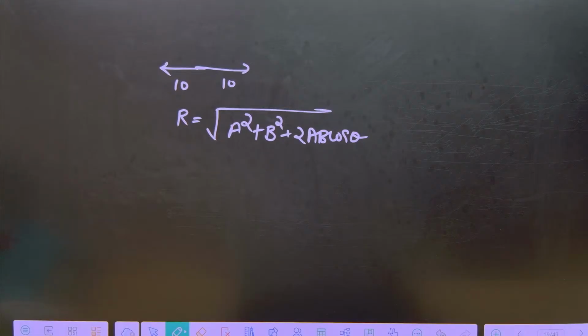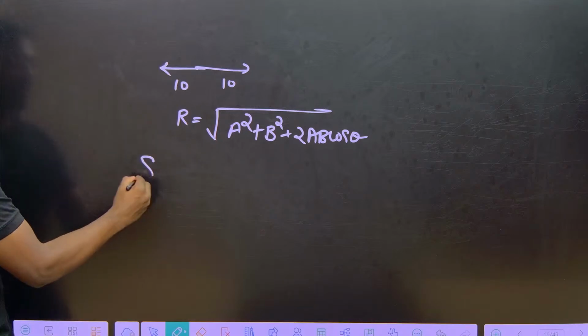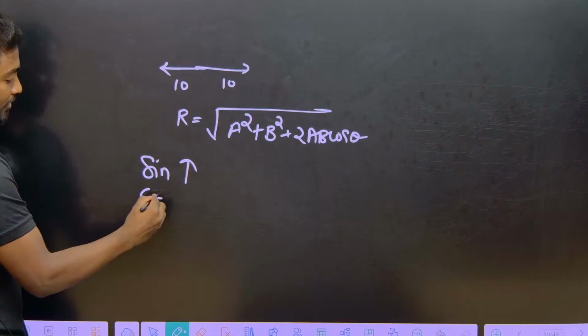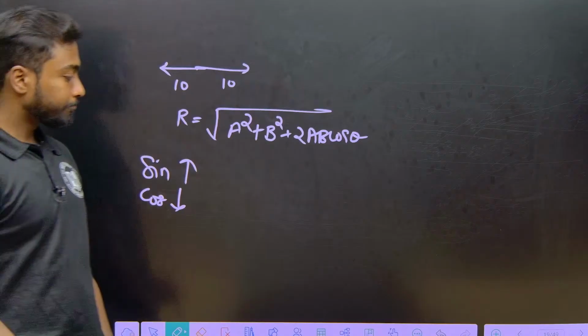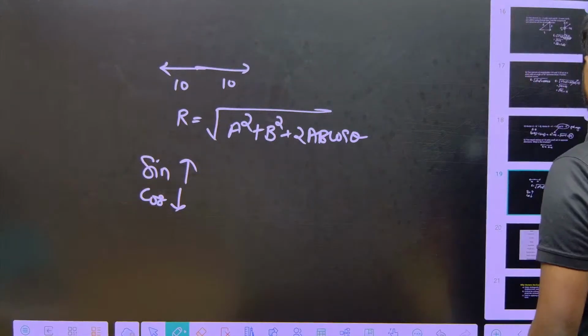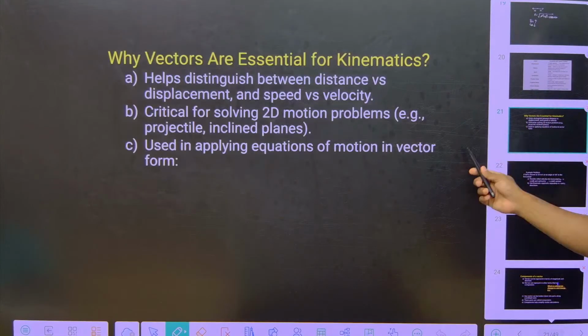So what is the answer for 60 and 90? That's what I see. When the angle is increasing, the value is decreasing. Obviously, for sine increases, cos decreases. So when the angle decreases, in the sense, the answer will be 0 here. Okay, next we'll go.